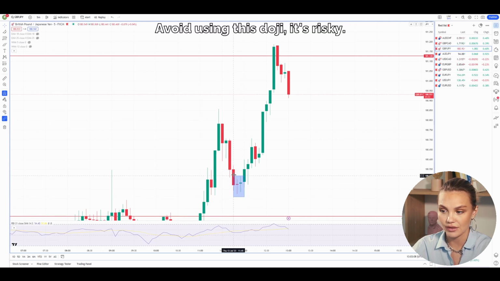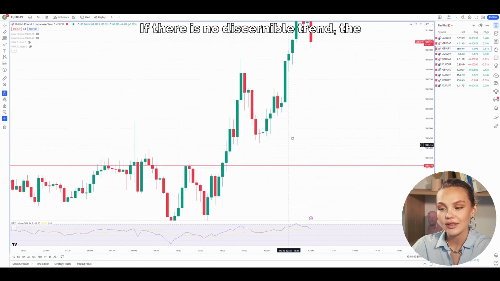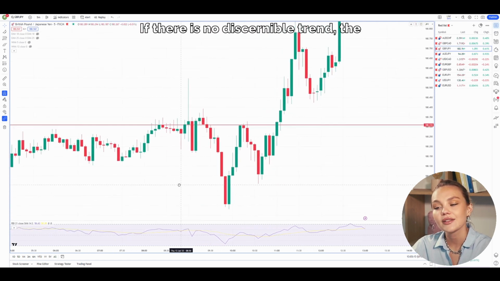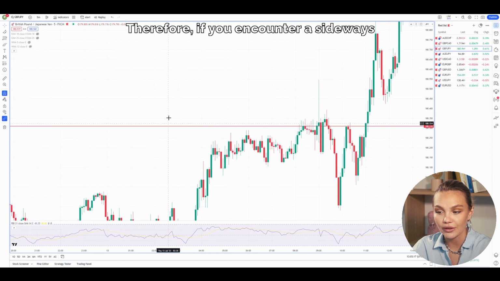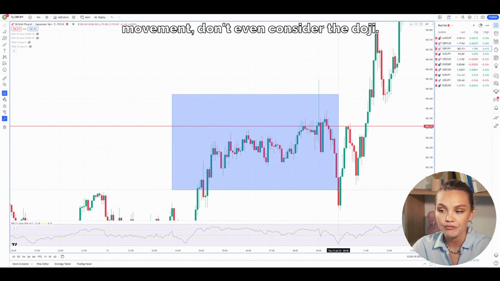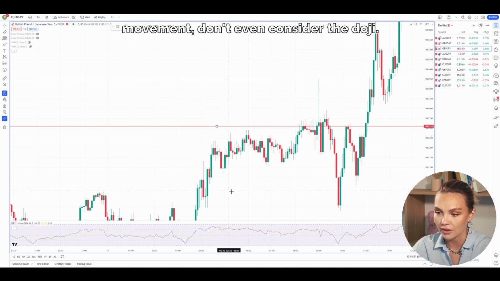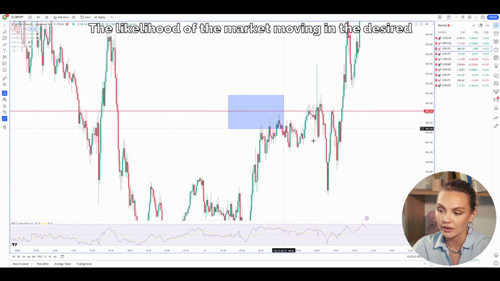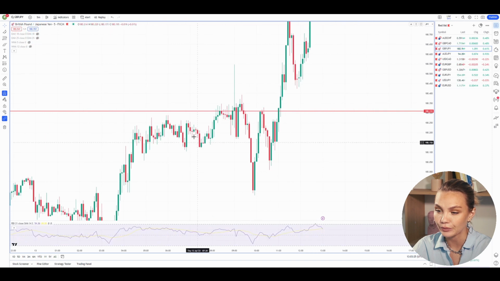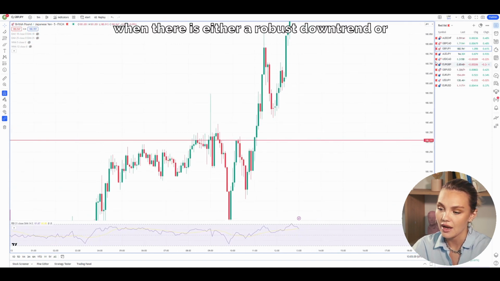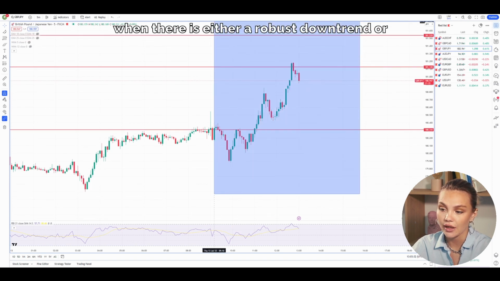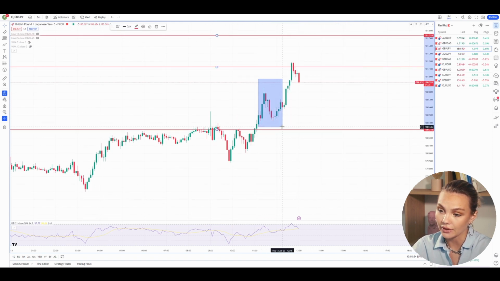Avoid using this doji, it's risky. If there is no discernible trend, the doji is unlikely to function as anticipated. Therefore, if you encounter a sideways movement, don't even consider the doji. The likelihood of the market moving in the desired direction is exceedingly low. Better look for doji patterns exclusively when there is either a robust downtrend or a robust uptrend.